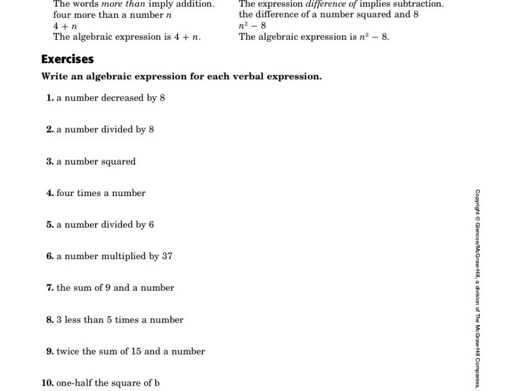Number 1, I'll do. A number decreased by 8. We'll let n represent that number. So it's a number being decreased by 8. 8 is being taken away from that number. I'll skip down to 4. I'll do 4 with you. 4 times a number, that would be 4n.